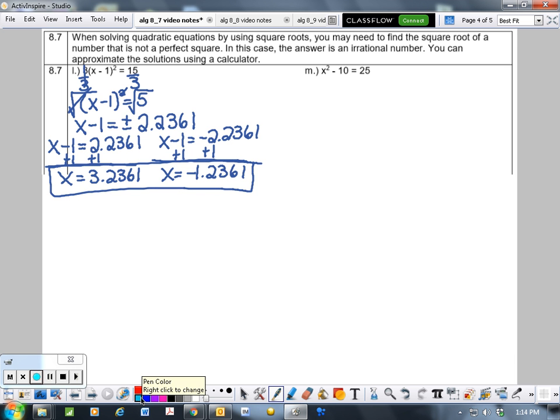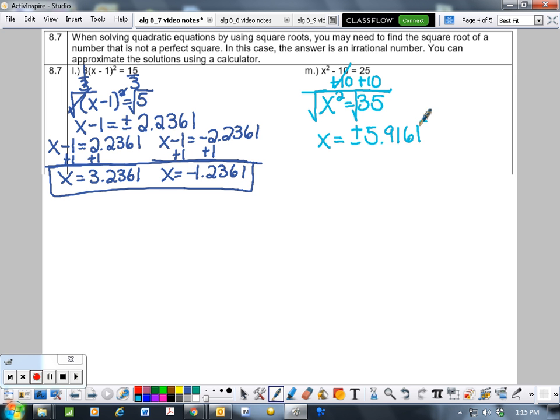So on our next one, very similar, we're going to get the x squared by itself, so I add 10 to both sides. So now I have x squared equals 35. I now square root both sides. So now I have to calculate the square root of 35. And I'm going to get positive or negative 5.9161. Again, 4 decimal places to keep as accurate as we can, because after that, it's just a minuscule amount. Unless you're multiplying by 1,000,000, then it's not minuscule anymore.